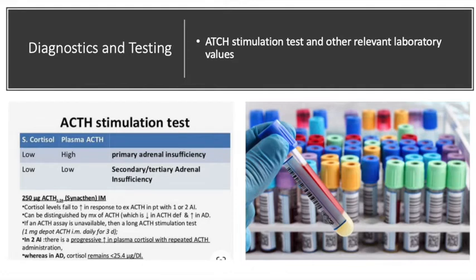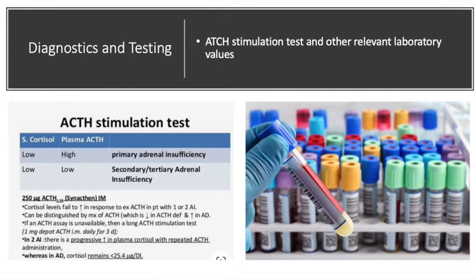Other ways to diagnose Addison's disease is through blood tests that look at important laboratory values such as potassium, sodium, and glucose. In patients that have Addison's disease, they'll often have low blood glucose levels, which is a level less than 70 milligrams per deciliter, low sodium levels, which is a level less than 135 milliequivalents per liter, and high potassium levels, which is a level greater than 5 milliequivalents per liter.